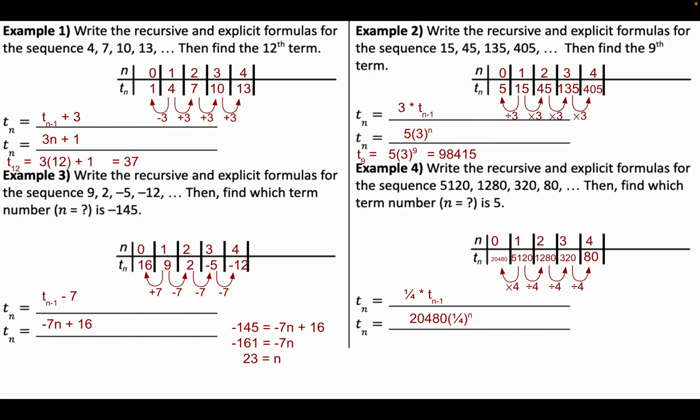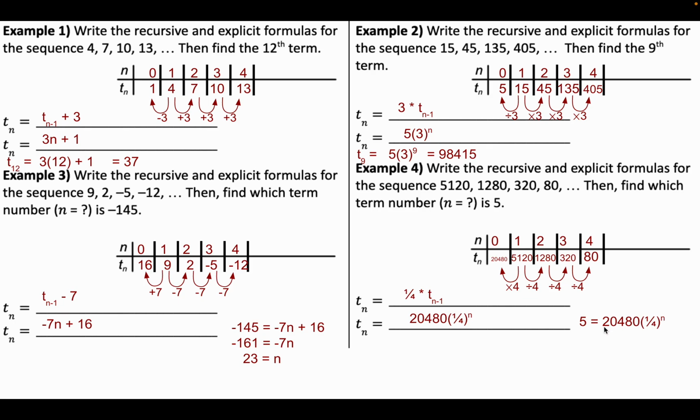This should be a review from the exponents and logarithms unit when you were in Algebra 2 or Algebra 2 Trig, and also you would have learned this when you were doing geometric series. Our formula is 5 equals 20,480 times 1/4 to the n power. We're going to try to solve that for n.